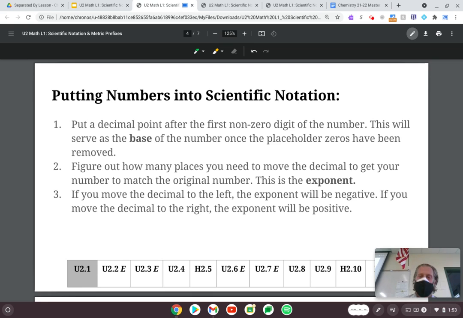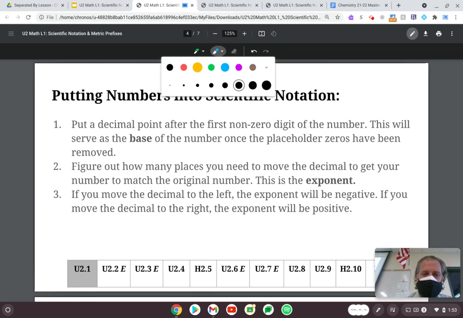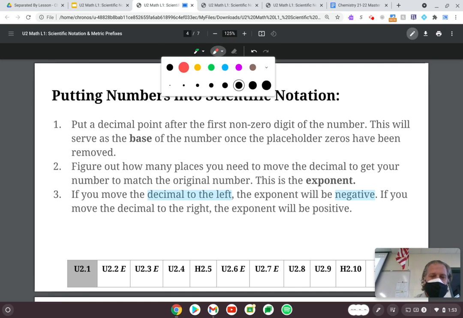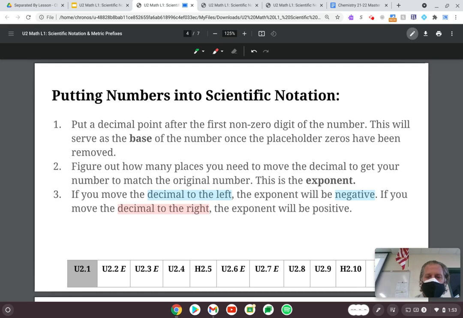Now, if you move your decimal to the left, the exponent is negative. And if you move your decimal to the right, the exponent is positive.